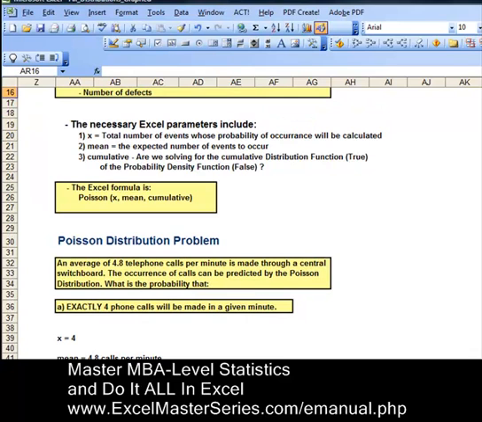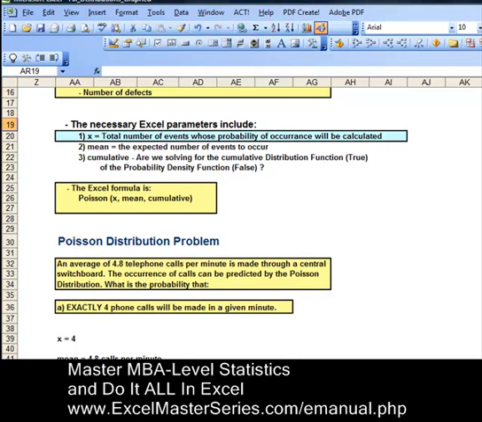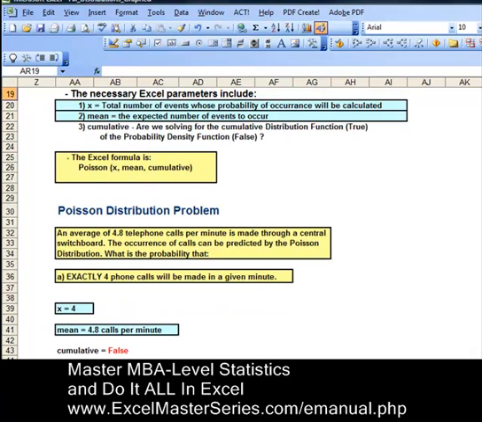Well, the Excel formula we're going to use to solve that has 3 parameters: x, mean, and cumulative. The first parameter, x, is the value that the function is being evaluated at. The problem says, what is the probability that exactly 4 phone calls will be made in a given minute? X is set to 4 here. Second parameter is mean. Problem says an average of 4.8 phone calls are made per minute, so mean equals 4.8.